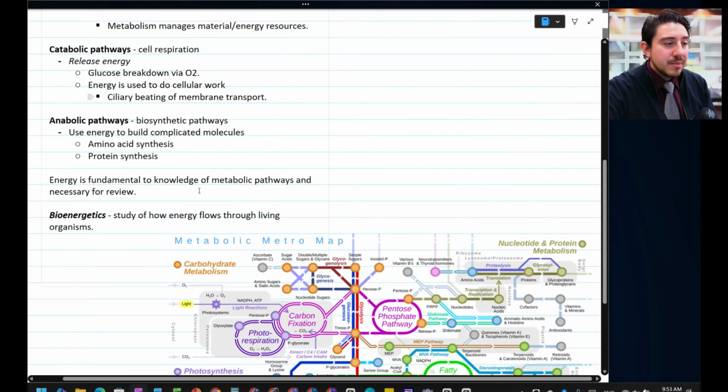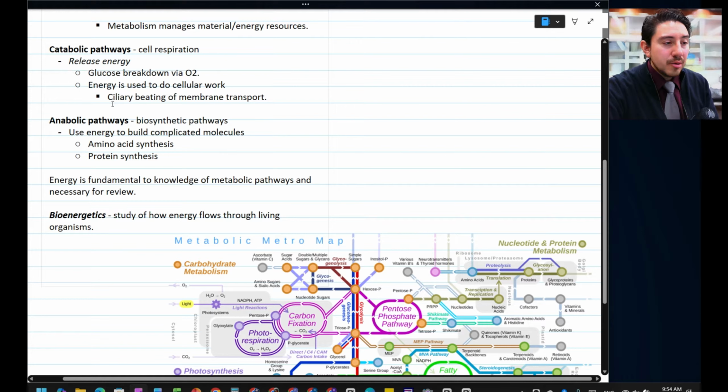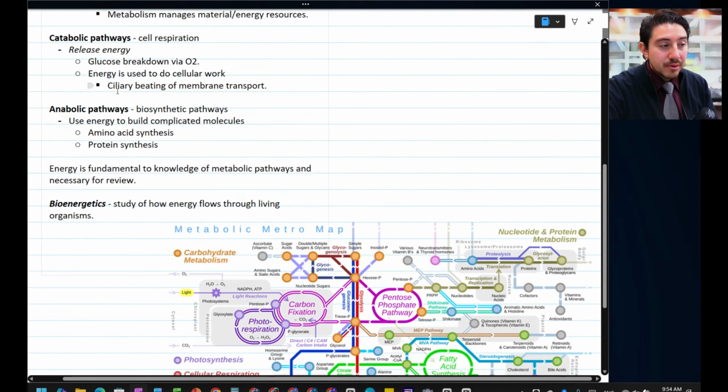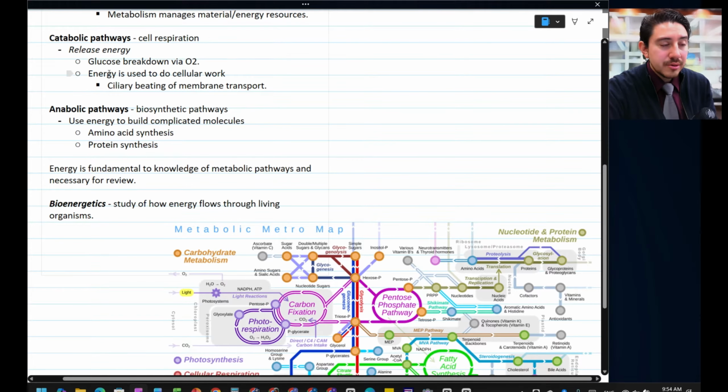Metabolism and metabolic pathways can be broken down into 2 types. You have catabolic pathways, or catabolism, which is essentially breaking down complex molecules into simpler molecules. An example of this is cell respiration, a chemical reaction that releases energy. It does produce ATP, but it's an exergonic reaction. Ultimately, you break down glucose to produce carbon dioxide and water via the use of oxygen.